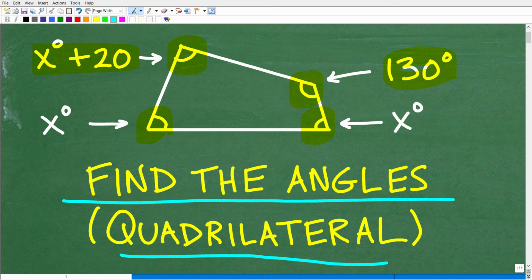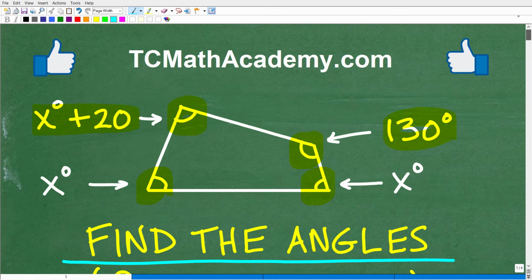If you know how to do this problem, and feel free to use a calculator, go ahead and put your answer into the comment section. I'll show you the correct answer in just 1 second, then of course we'll walk through exactly how to solve this problem. This is not that difficult, and this is something that you absolutely need to understand if you are taking any sort of geometry or algebra course.